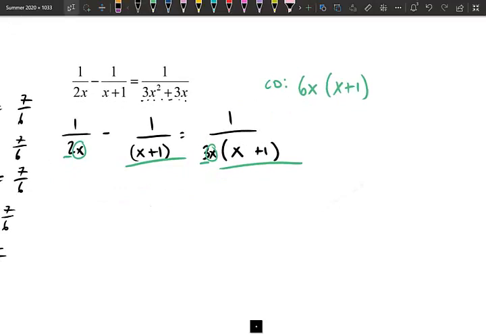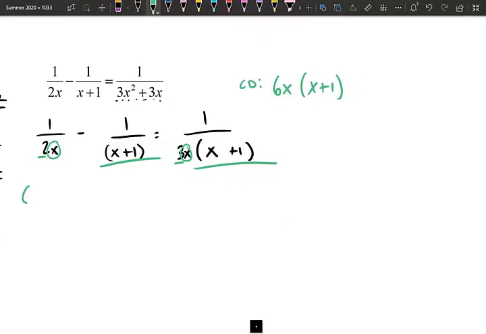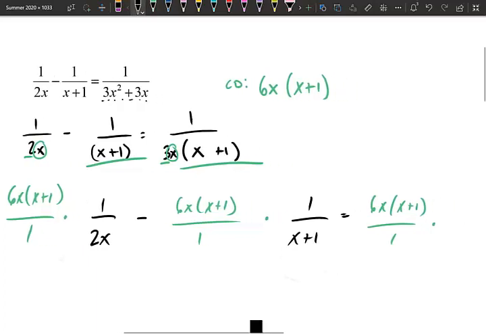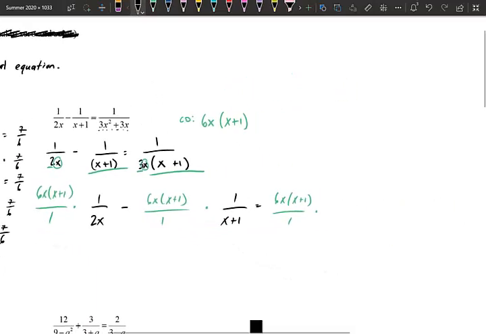We're going to multiply everything by 6x, x plus 1. So we have 6x, x plus 1 over 1 times 1 over 2x. And that's minus 6x, x plus 1 over 1 times 1 over x plus 1 equals common denominator times 1 over 3x, x plus 1.